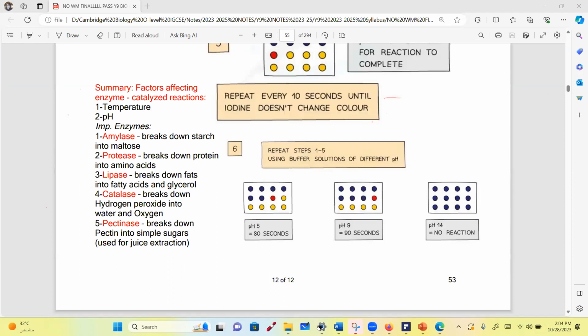Just give me a second until it opens. What's this? What is this?